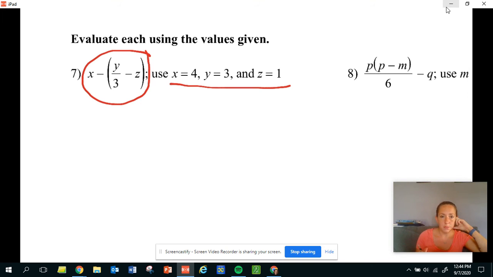So I'm going to do 4, because x is 4. Then I'll bring down my minus parentheses, but instead of y, I'm going to put 3. And then I'll put over 3 because that was already part of it. And then minus, and instead of z, I'm going to put 1.